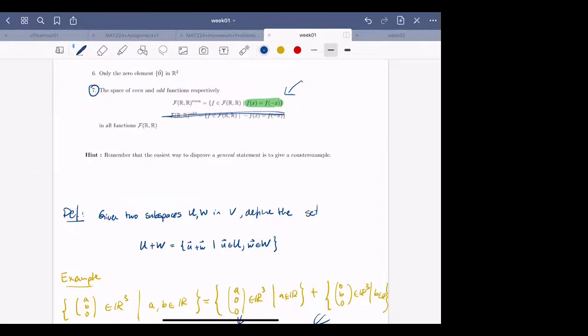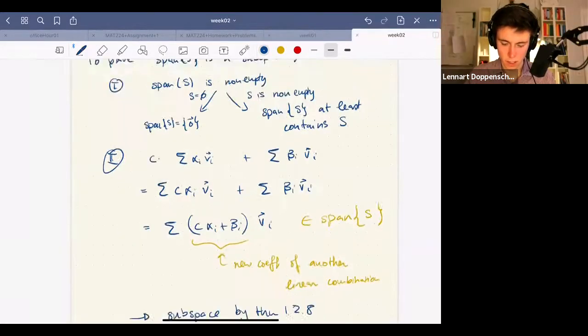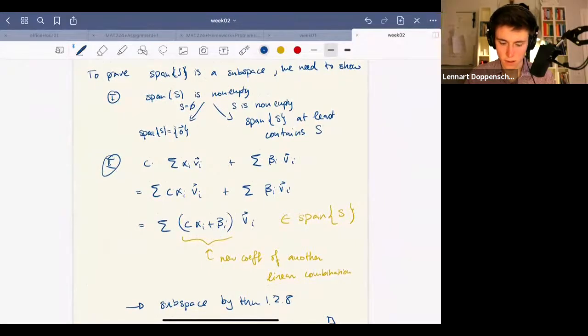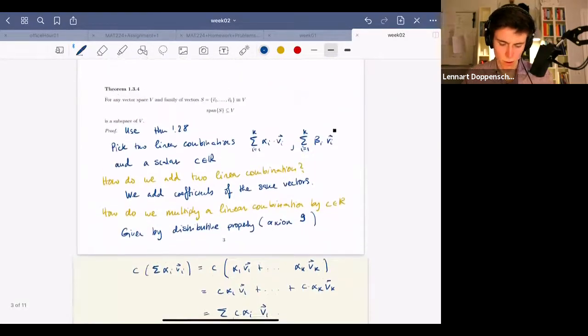Yuan? I was just wondering if we could go over which axioms you used to define addition and multiplication. In here? Yes. So the addition.